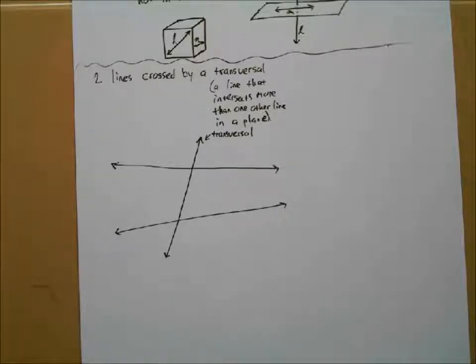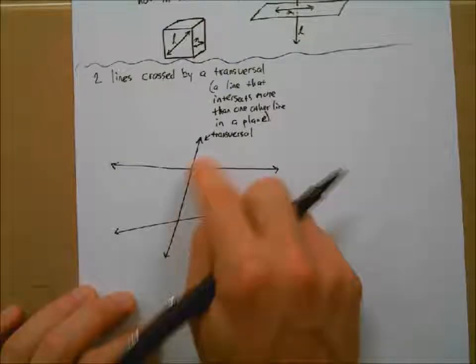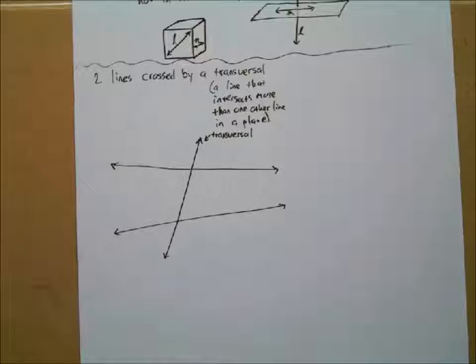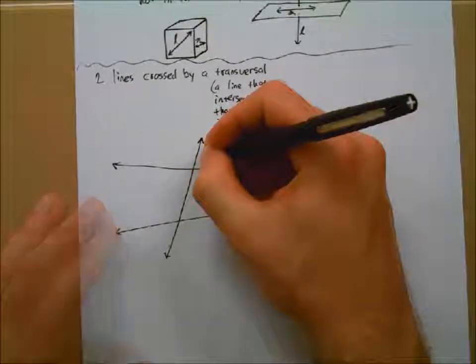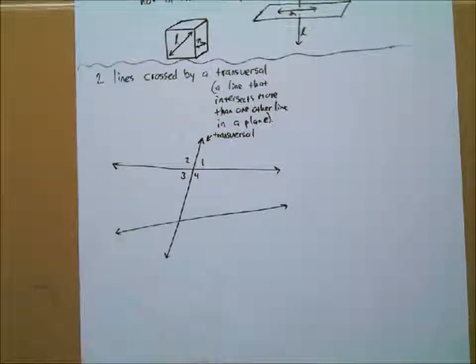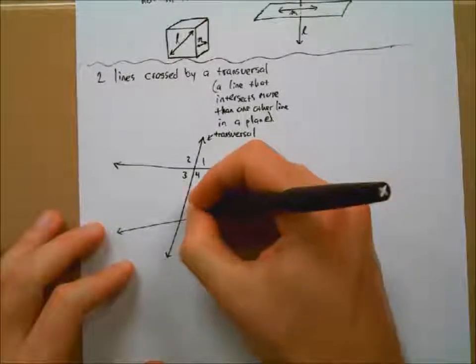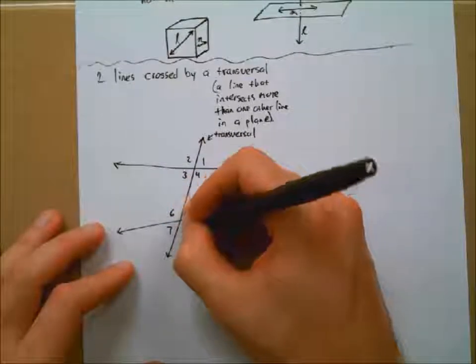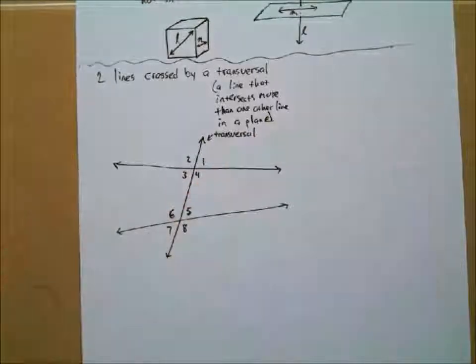As a result of this transversal crossing here, we create some angles. In fact, we create 8 individual angles here, along with some straight angles too. We create 8 smaller angles. So I'm going to number these. Please number these like I number them, because otherwise you're going to have a difficult time keeping in step with my angle relationships here. I go counterclockwise, starting in the right-hand corner, 1, 2, 3, 4, and then counterclockwise in the bottom section, 5, 6, 7, 8.